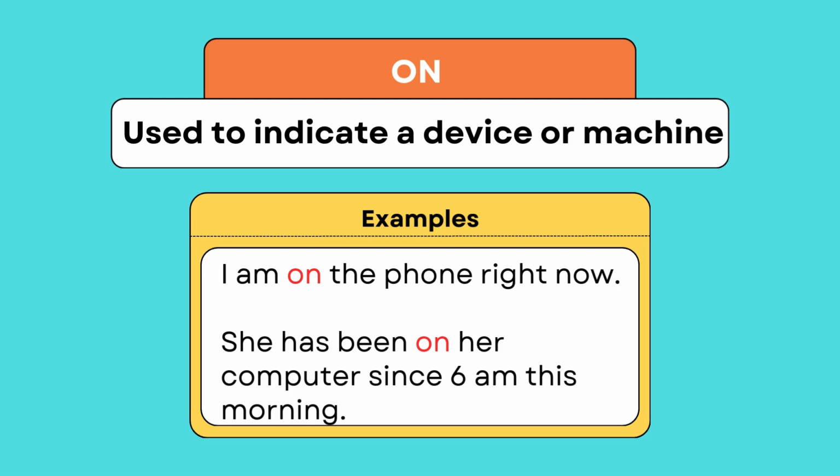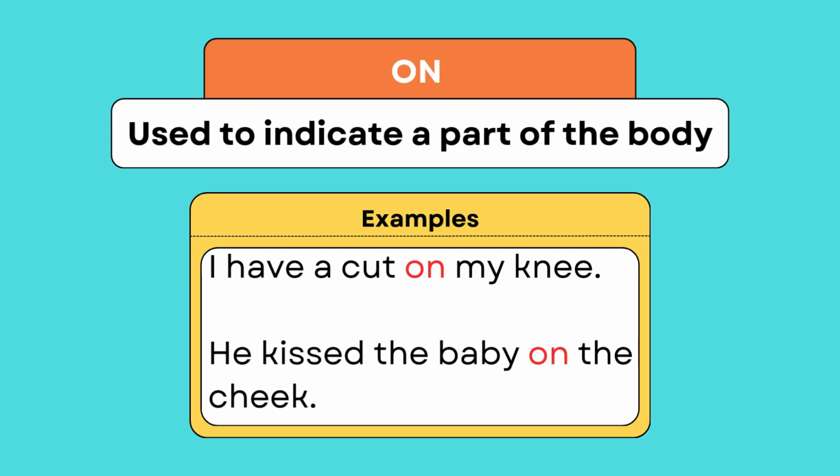We can use on to indicate a device or a machine. I am on the phone right now. She has been on her computer since 6 a.m. this morning. We can use on to indicate a part of our body, like I have a cut on my knee. He kissed the baby on the cheek.